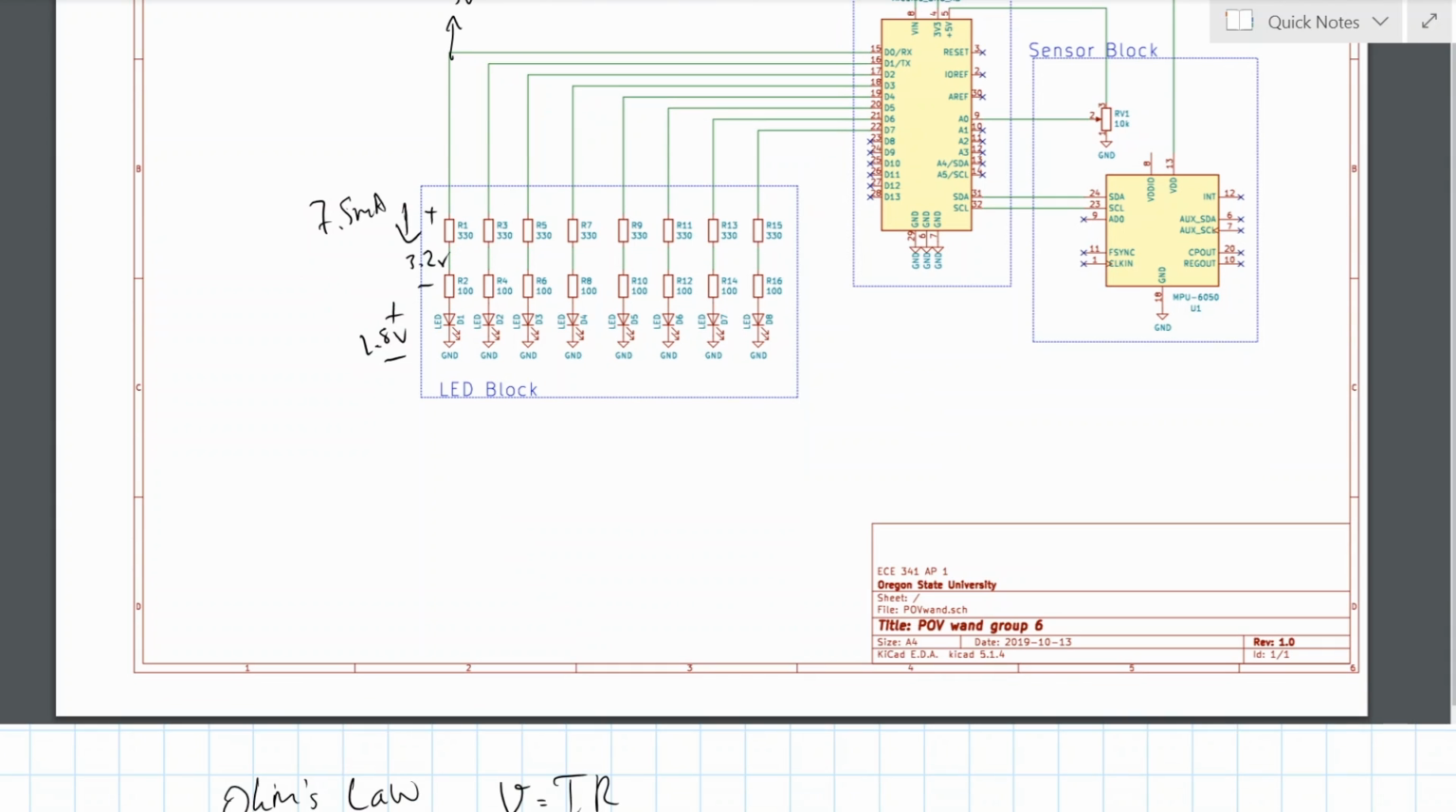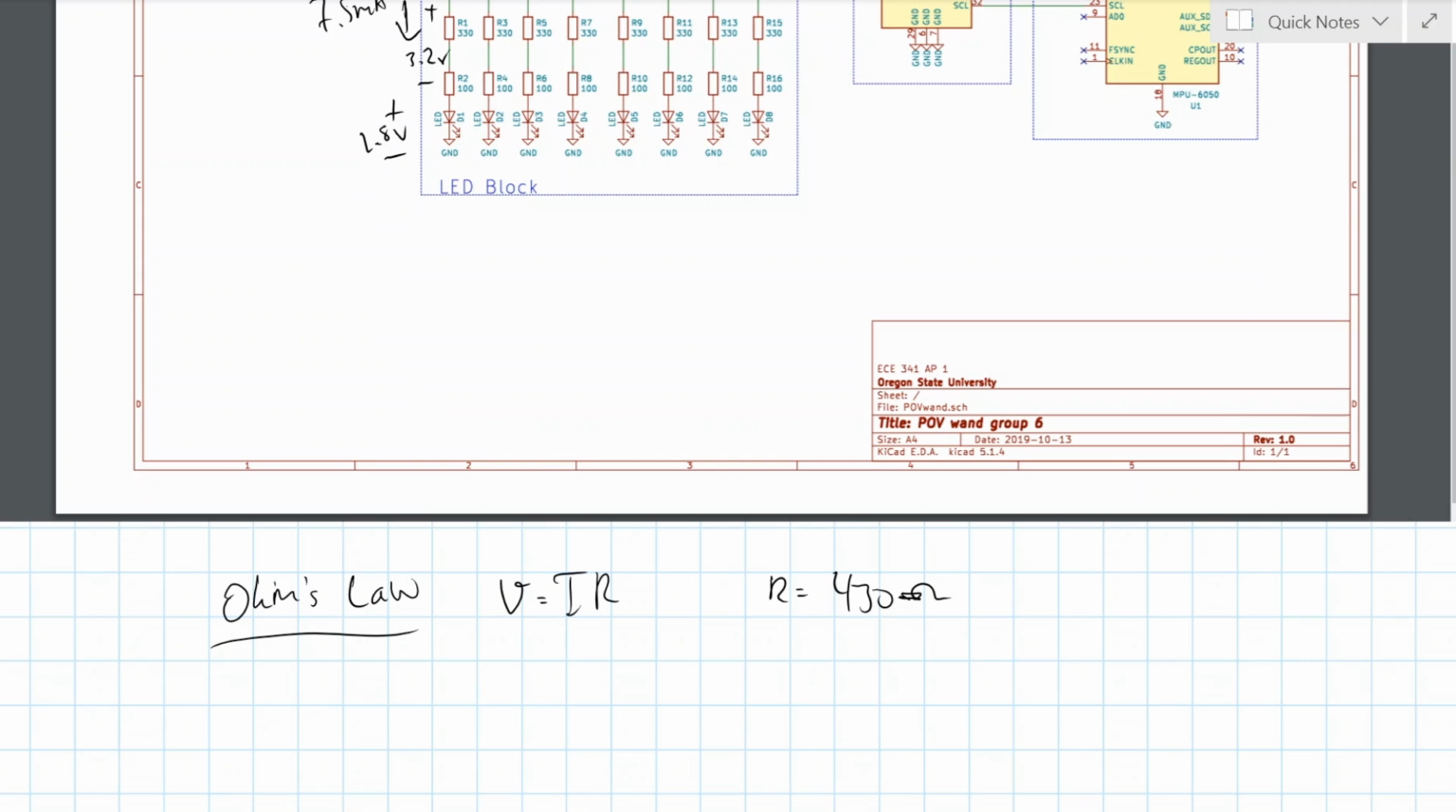Now, using Ohm's law, we got that R needed to be 430 ohms. However, 430 ohm resistors were not readily available, so we opted for a 100 ohm plus a 330 ohm resistor in series to get the proper resistance. After the schematic is defined, the hardware can be laid out and put together.